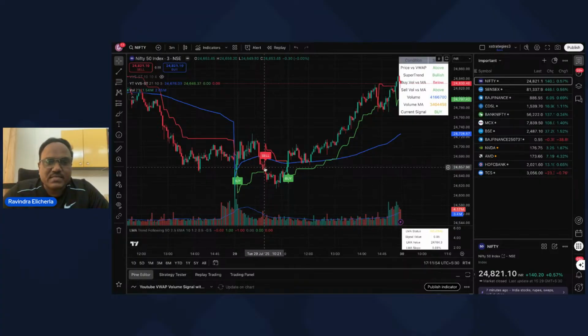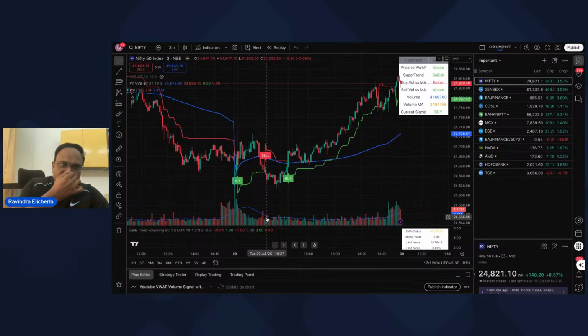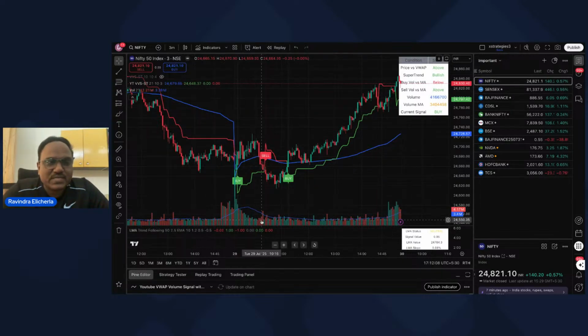When it comes to sell, it's the same condition. The price has to be below the VWAP and below the super trend, and the volume at that point of time, wherever this happens, has to be above the moving average. The moving average that you see here within the code could be a little different. That's where you might see some issues here and there.